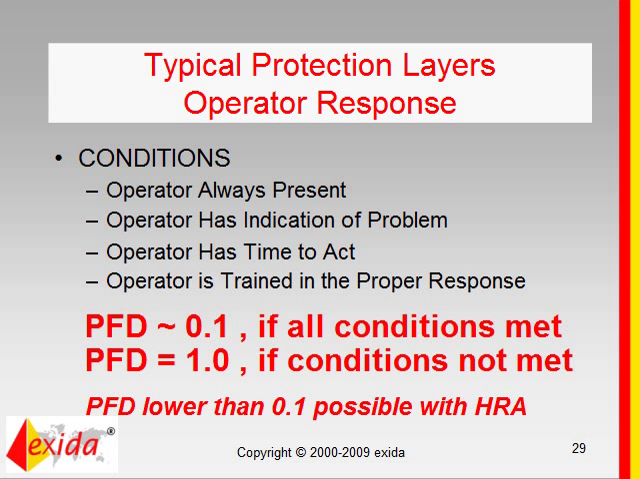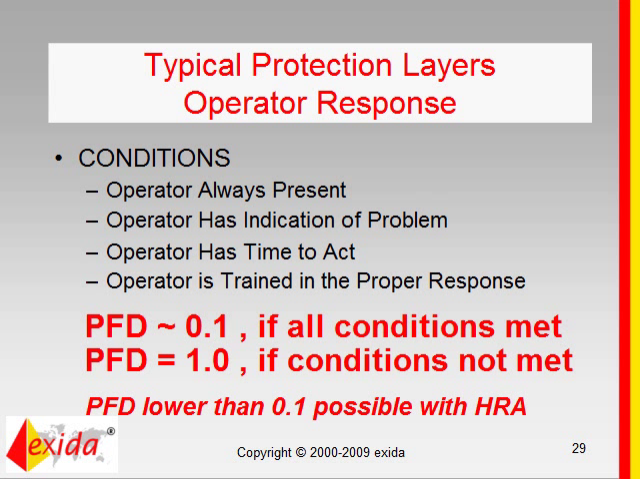Operator response. Quite often, you will hear comments like, hey, we have an operator who can do this. Well, there are a couple of requirements for the operator. Number one, the operator needs to be always present. Dependable was one of the 4 requirements of a protection layer. The operator needs to have an indication of the problem. He needs to have time to act. He needs to be trained in the proper response. And if you meet those 4 requirements, then okay, you can arguably claim a 0.1 probability of failure on demand for the operator.